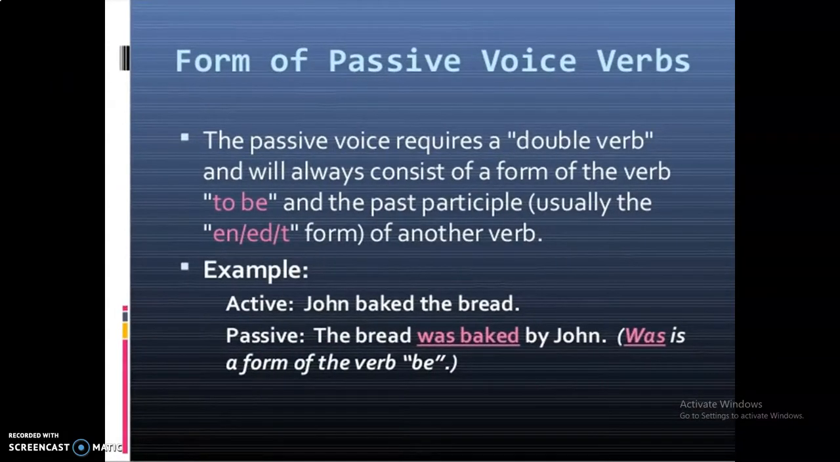Form of the passive voice verb. The passive voice requires a double verb and will always consist of a form of the verb to be and the past participle, usually the en, ed, or t form of the verb. For example, active: John baked the bread. Convert to the passive: the bread was baked by John. Was is a form of the verb to be.